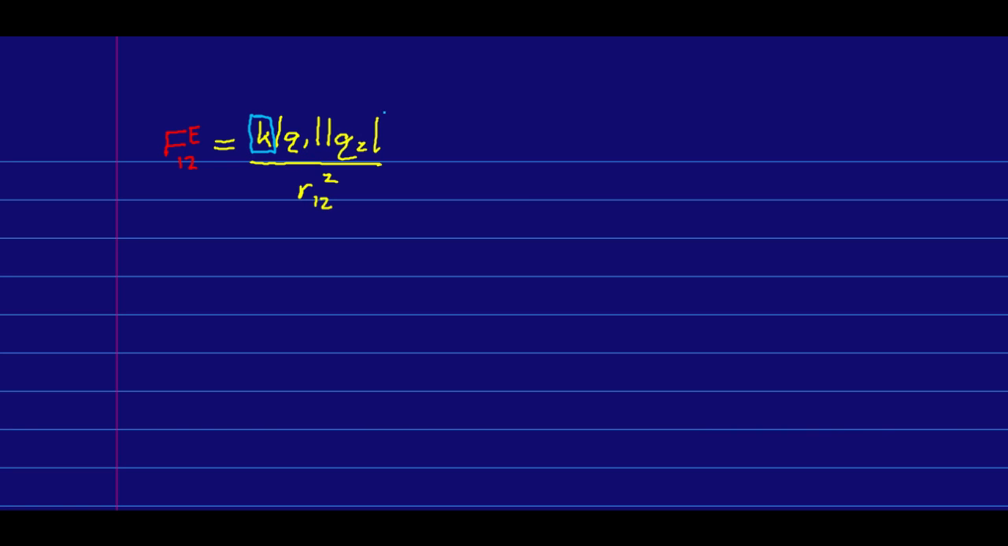Let's just quickly figure out the units of the constant k. If we're working in SI units, we know that each of these charges will be in coulombs, this distance will be in meters, and the force will be in newtons. And so what we have is that newtons must equal k, whatever its units are, times coulombs squared over meters squared. And so there we have it. k must be in newton meters squared per coulomb squared.